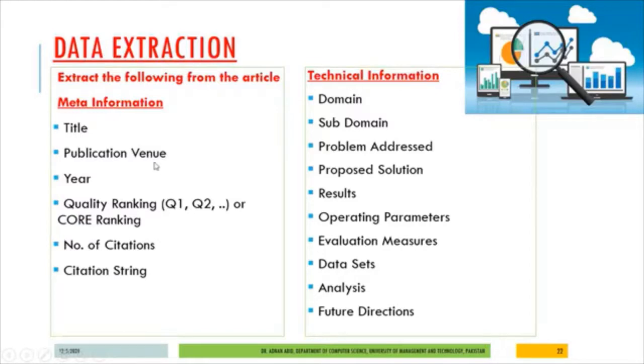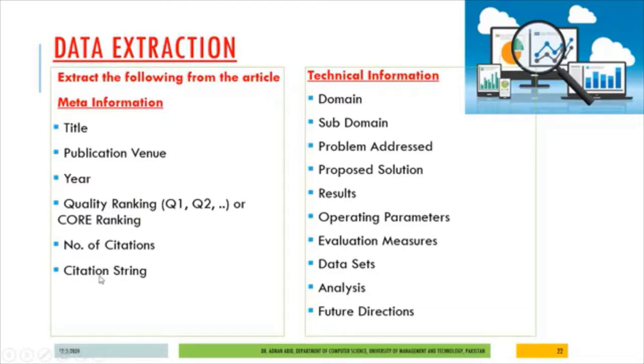So again, we need to conduct this step very, very carefully to make sure that we come up with a very comprehensive and detailed summary of the articles that we have selected for this study. So we need to have the research questions in our mind. And this meta information is pretty simple. The title, publication venue, year of the publication, quality ranking for journals and conferences, number of citations, and citation string, which will help us while writing the article, so that we have it.